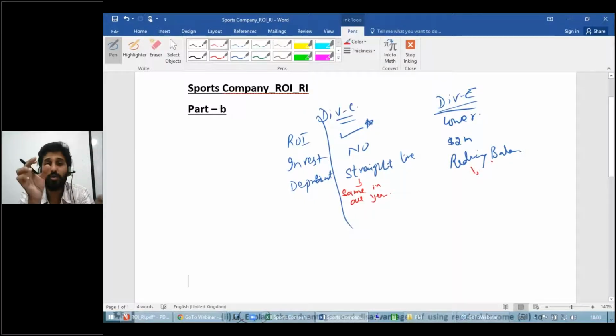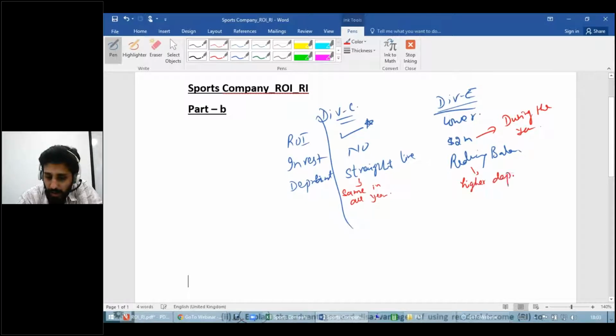Here, you know the concept of depreciation based on the reducing balance: in the first year the depreciation figure is high, large depreciation, slowly reducing down. So this is the initial year, the first year, the 2 million during the year, and high depreciation at the start.